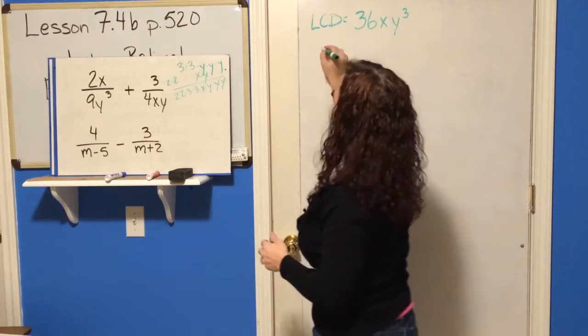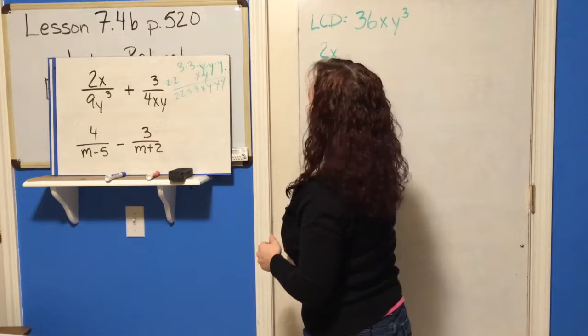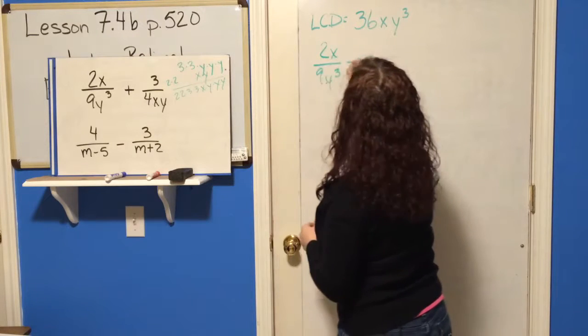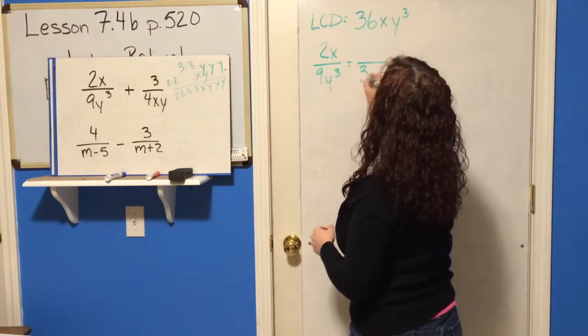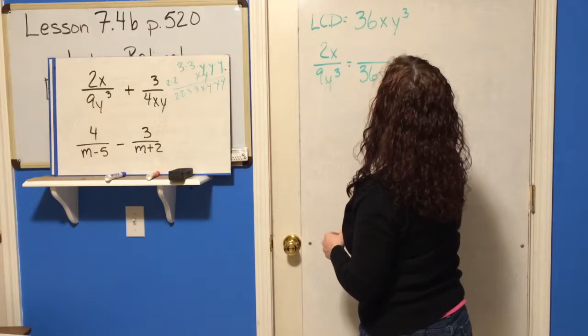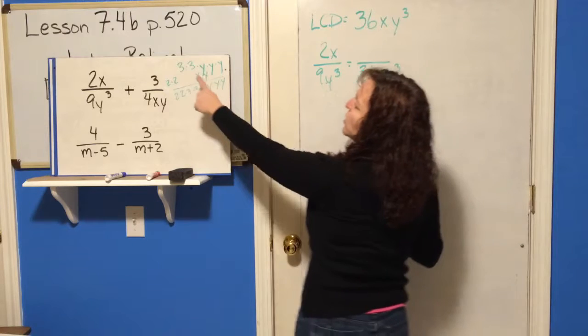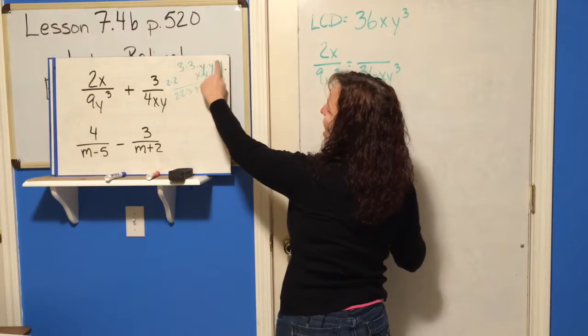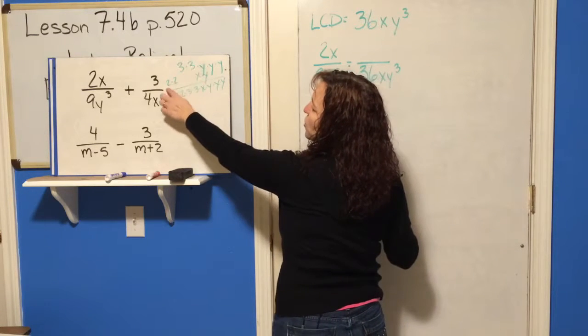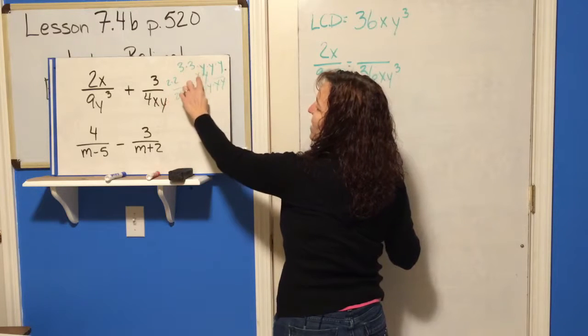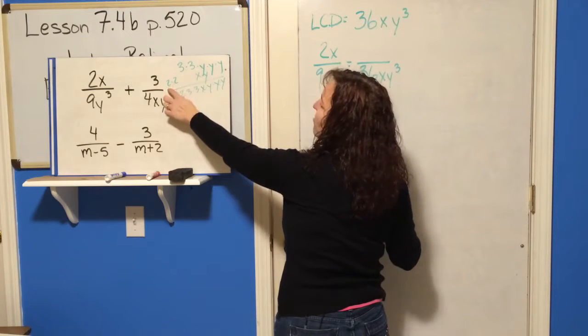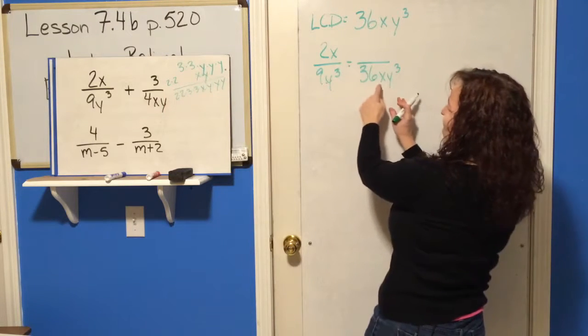So we're going to take our 2x over 9y cubed, and we want that to be equal to something with a denominator of 36xy cubed. If you look at your chart, we used 3 times 3 times y. The parts that are extra are 2, 2, and an x. So we multiplied by 4x to get this.